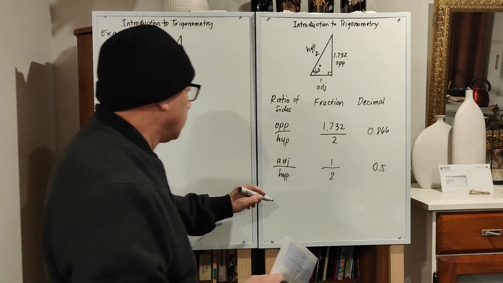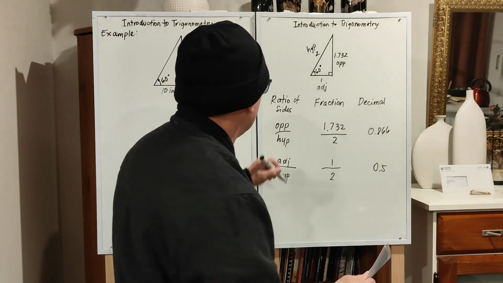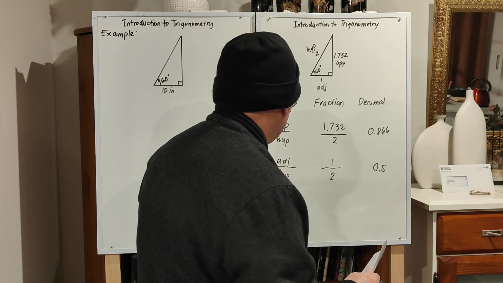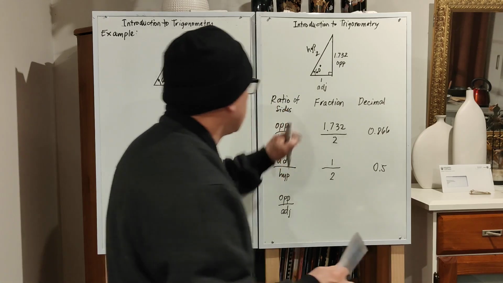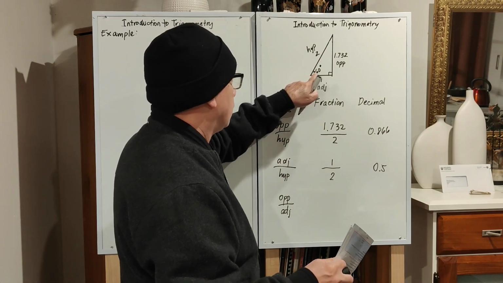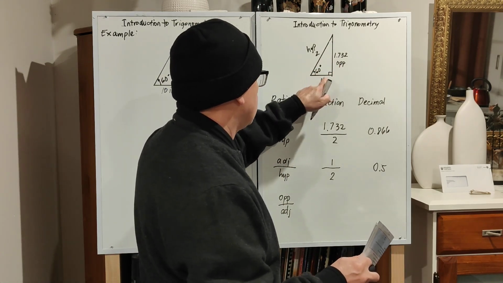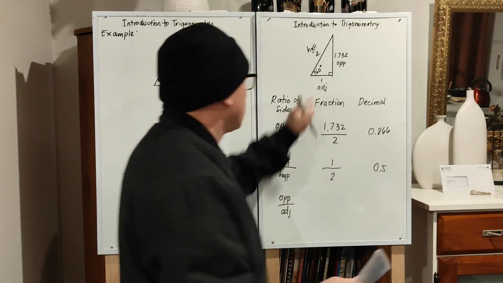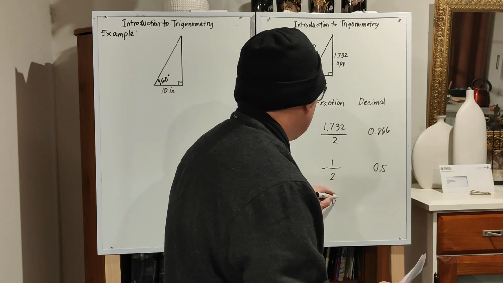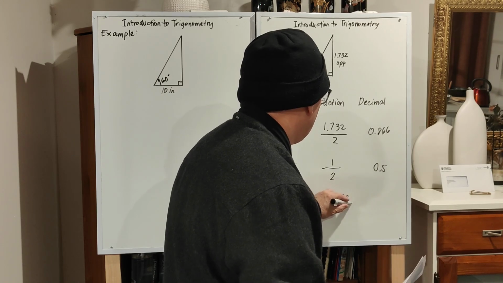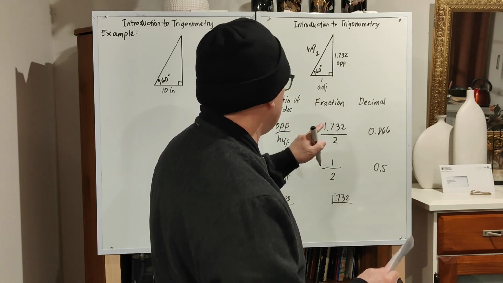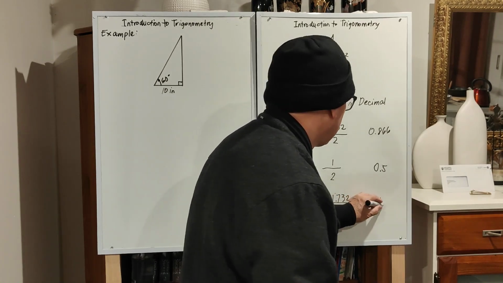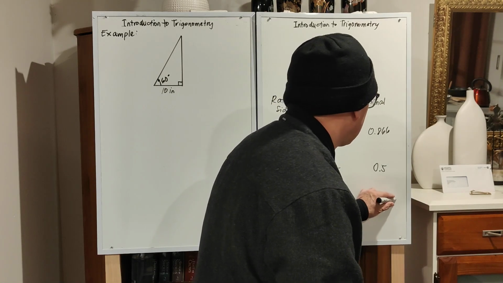Let us now look at the ratio of the opposite over adjacent. So that is the ratio of the opposite of 60 degrees divided by the adjacent. So that would be 1.732 over the adjacent, which is 1. So divided by 1 is still the same, 1.732.